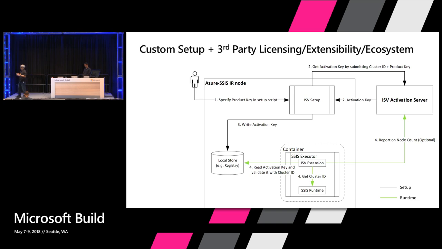At runtime, when you have a package that has this ISV component, the ISV component will check that local storage or the registry, what is the activation key and what is the cluster ID. If it's matched, then you can run a package using that extension. And that's a very simple way of licensing a custom component.